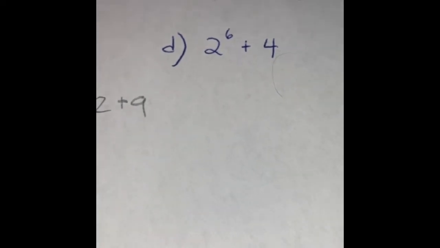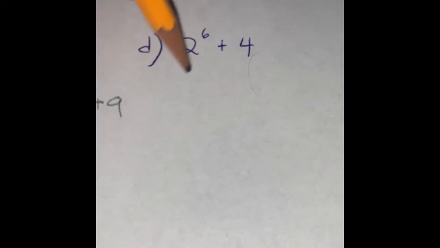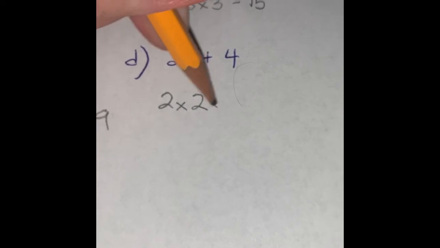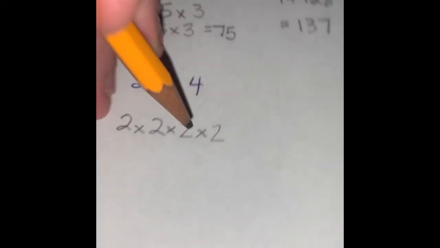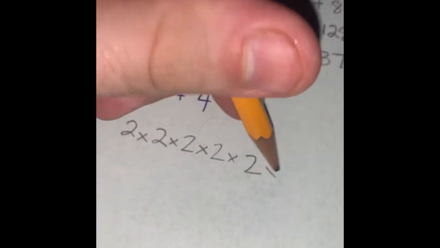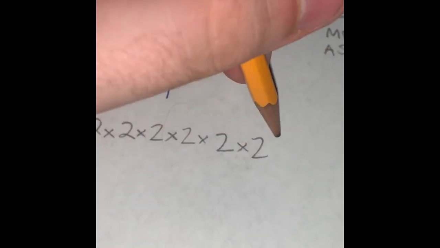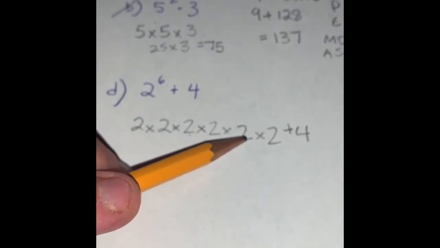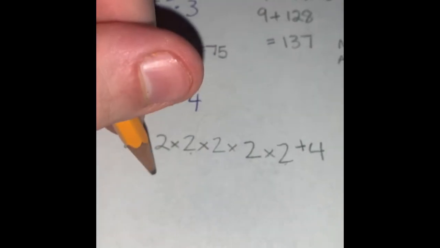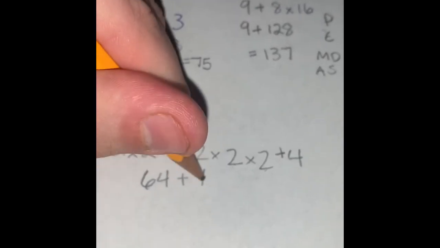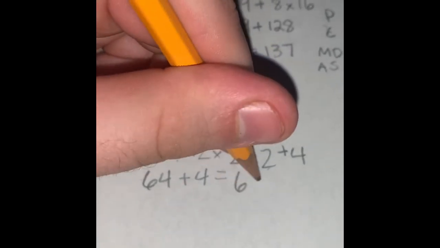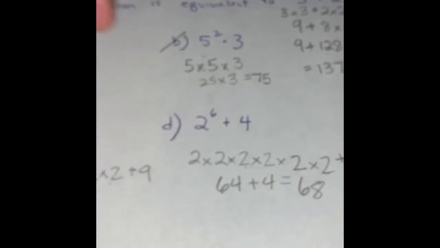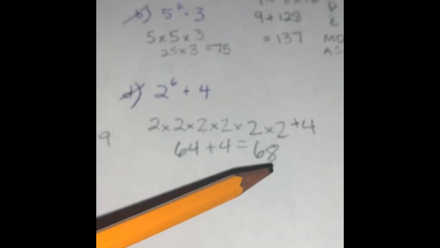Now we're going to check D just to make sure that is incorrect. Instead of 2 times 6, this is going to be 2 times 2 times 2 times 2 times 2 times 2 plus 4. 2 times 2 is 4, times 2 is 8, times 2 is 16, times 2 is 32, times 2 is 64. Then plus the 4 will give us 68. That does not match up with the 137 that we started with, so that is incorrect.